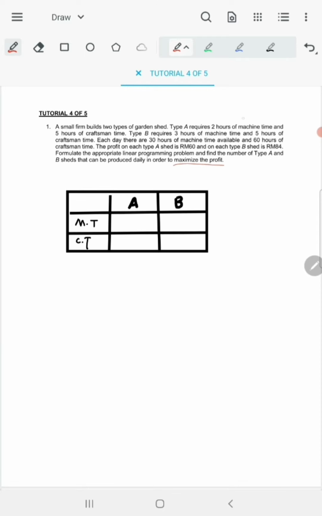Okay, now because we want to maximize the profit, the objective function becomes the profit. So the profit here is each type A shed and each type B shed. So that means your x is the type A shed and your y is the type B shed.